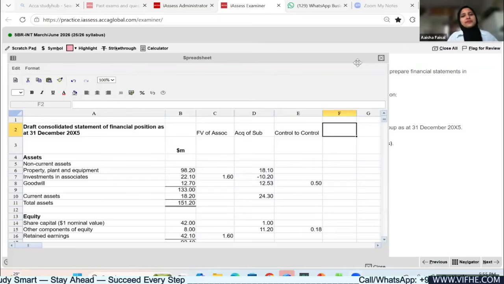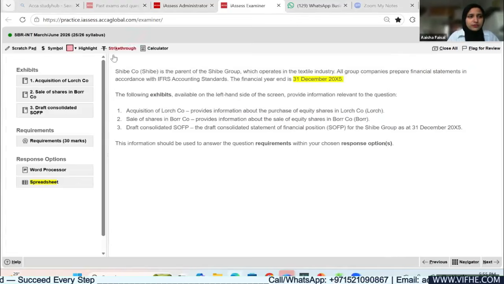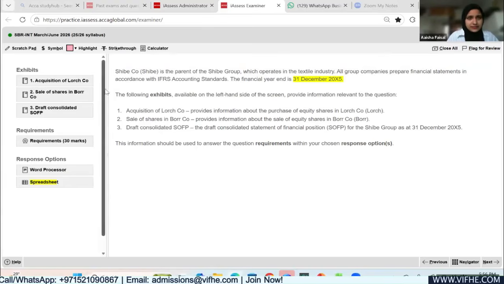Okay, fine. So with this, we come to an end to the first question of consolidation of groups of the March June 2026 paper. We're going to take a 15-minute break and then continue with one or two disposal scenarios that I want to cover. And with that, we will end today's session.